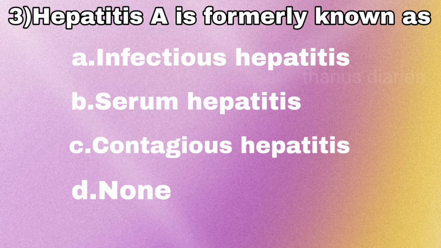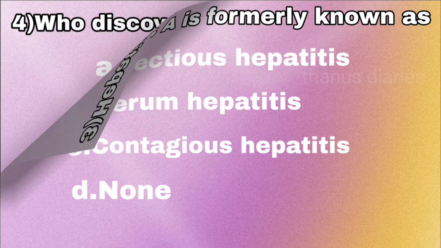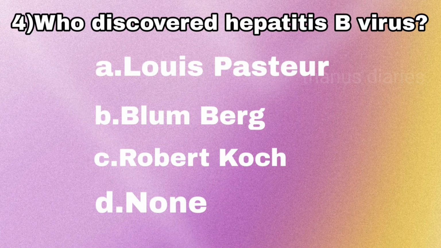Next question, hepatitis A is formerly known as infectious hepatitis, serum hepatitis, contagious hepatitis, none. It's known as infectious hepatitis. Next question, who discovered hepatitis B virus? Louis Pasteur, Blumberg, Robert Koch, none of the above. Hepatitis B virus discovered by Blumberg.